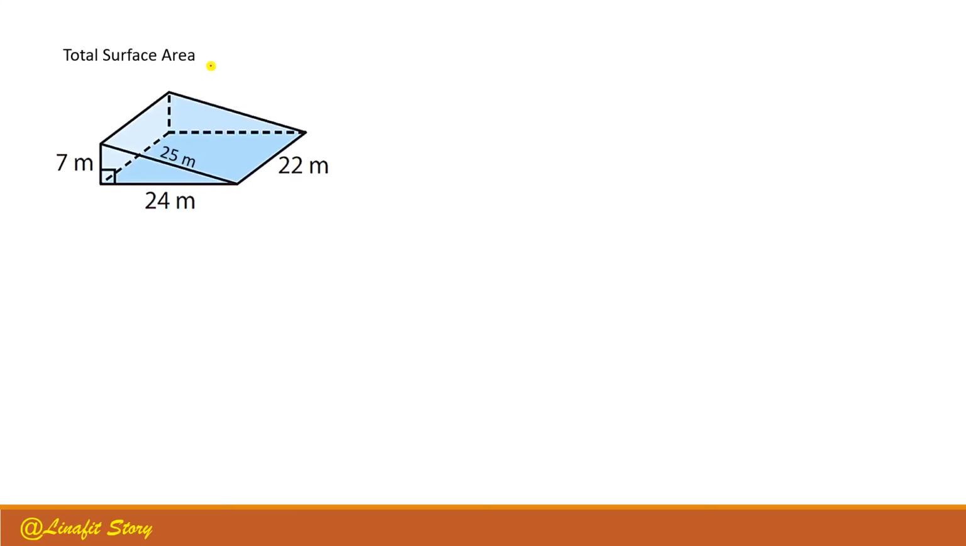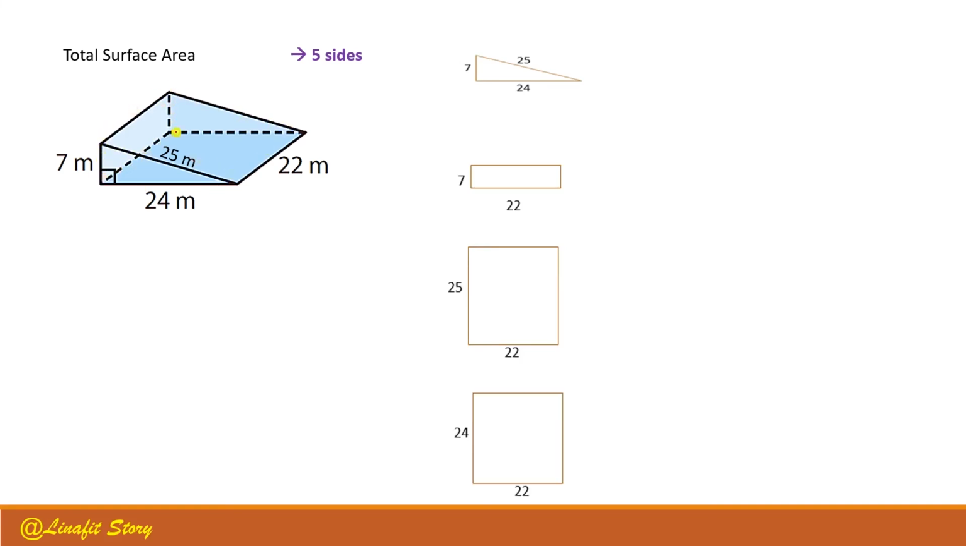Another method to find the total surface area is we should count how many sides are there. There are 5 sides, 2 triangles, and 3 rectangles. Here is the first rectangle. This is the second rectangle. And here is the third rectangle.